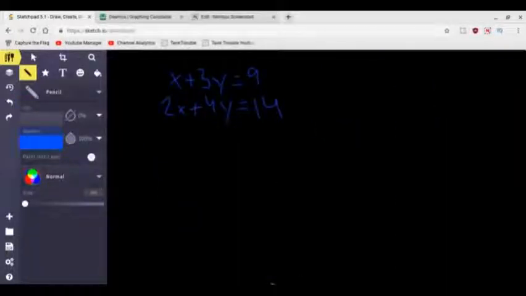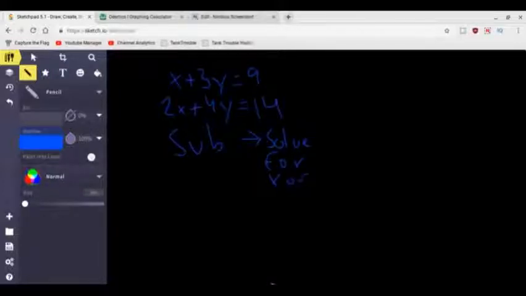Alright, so we're back here with this, and right now we're going to be using substitution. I'm just going to write sub for short. So pretty much how you do this is you want to solve for either x or y. So let's write solve for x or y. Alright, and then you just plug that variable into the other equation.